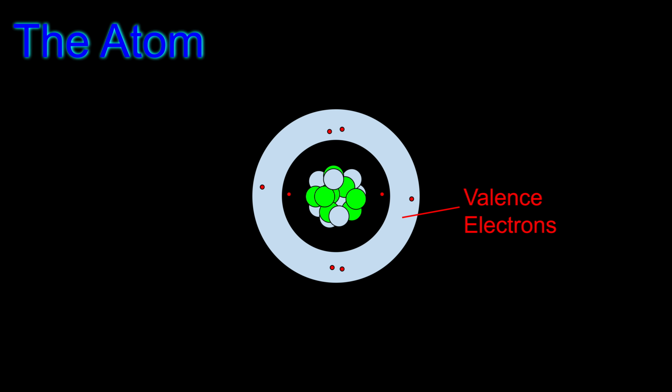The outermost electron shell of an atom contains the atom's valence electrons. Valence electrons are very important. They determine how an atom will interact with other atoms around it.